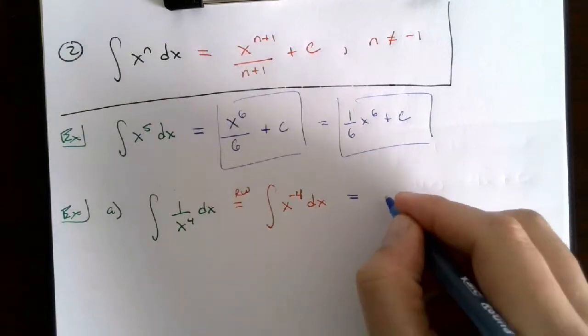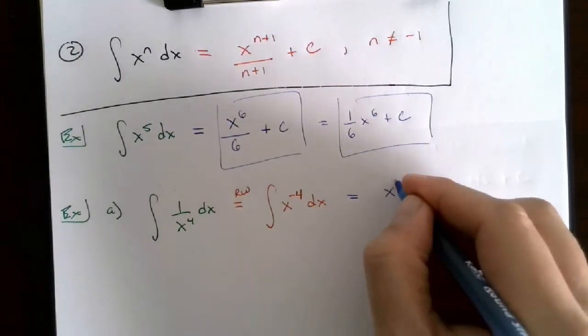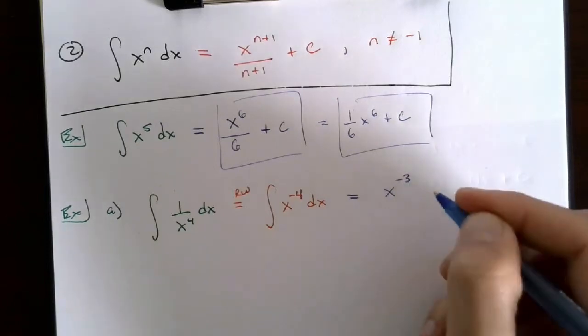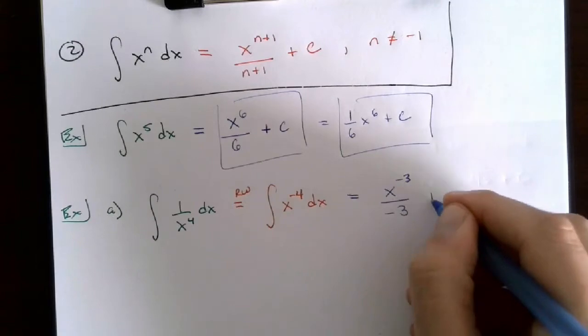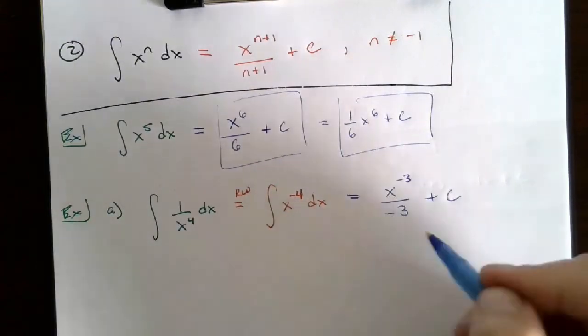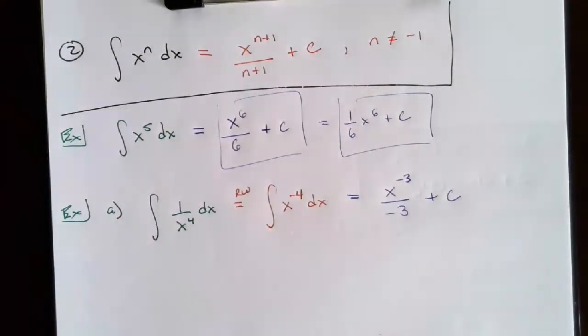Well, you have to add 1 to the exponent. So it's x to the, and be very careful here, -4 plus 1 makes this -3. And then you divide by that same new exponent. So you're dividing by -3, and then we have plus c. Don't write the integral symbol again. Don't write the dx again. You've done it. That's the operation.